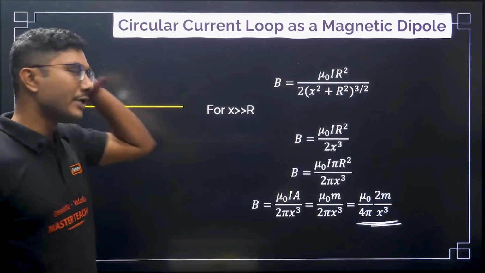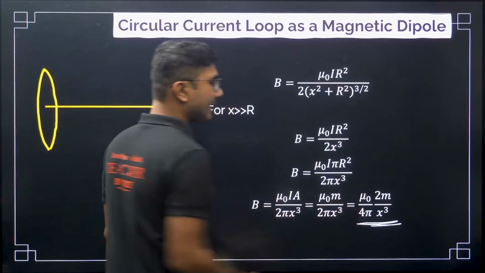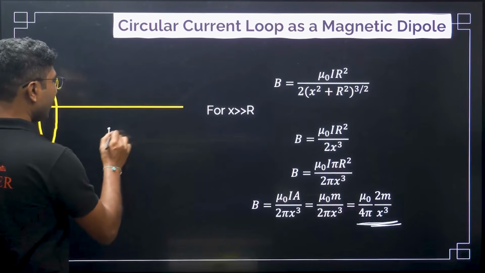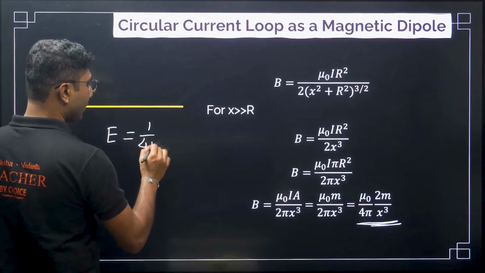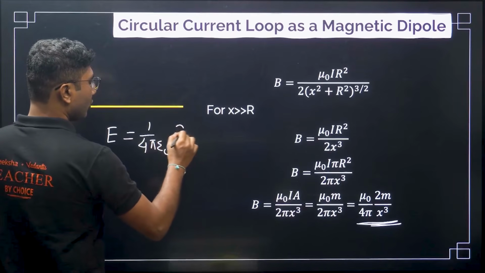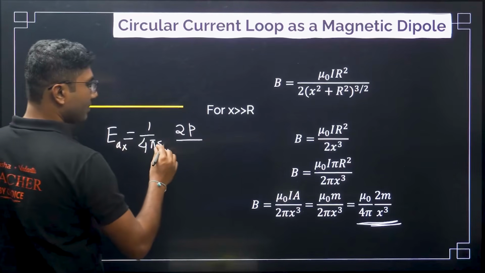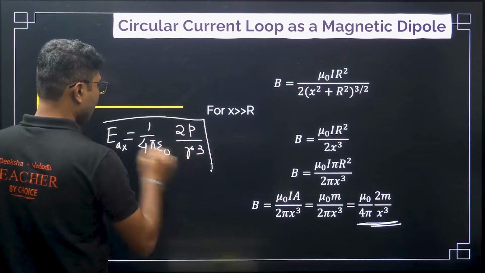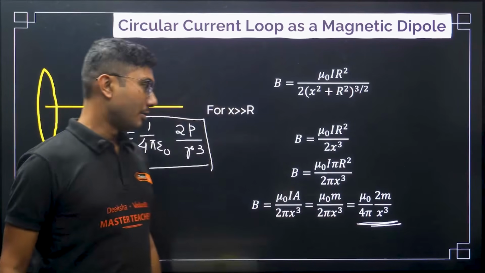I discussed it briefly in our last class also, that this is basically the same as the electric field due to a dipole, right? Electric field due to a dipole, which is 1 by 4 pi epsilon naught, 2p by r cube, the electric field on the axis of a dipole. So similarly here also, this is the expression for a magnetic dipole.